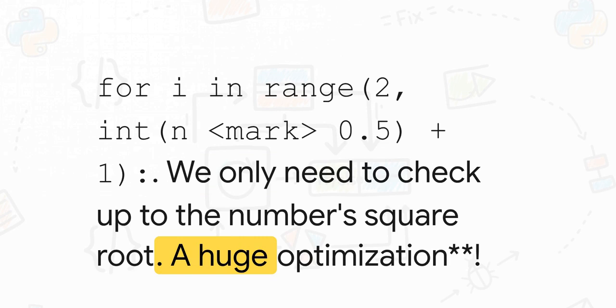Okay, now here is where we get really smart. Instead of checking for divisors all the way from 2 up to the number itself, we only need to check up to its square root. This is a huge optimization.